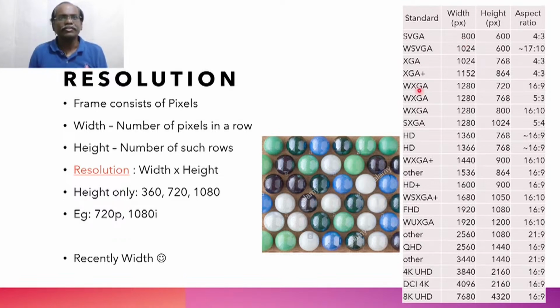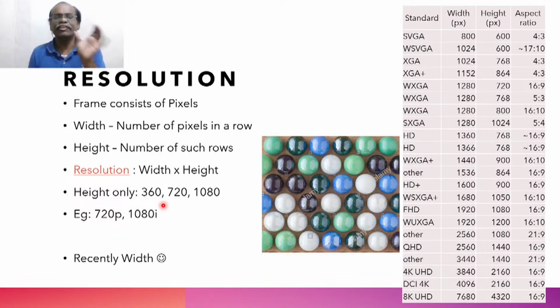Normally 360 means 640 is the width and 360 is the height. If somebody says 720, or if the resolution is 720, that means the height is 720 and the width will be 1280, right? If they say 1080, then you can say the width will be 1920. So this is how the standards are. I have given the list of standards on the right hand side. You can see that.